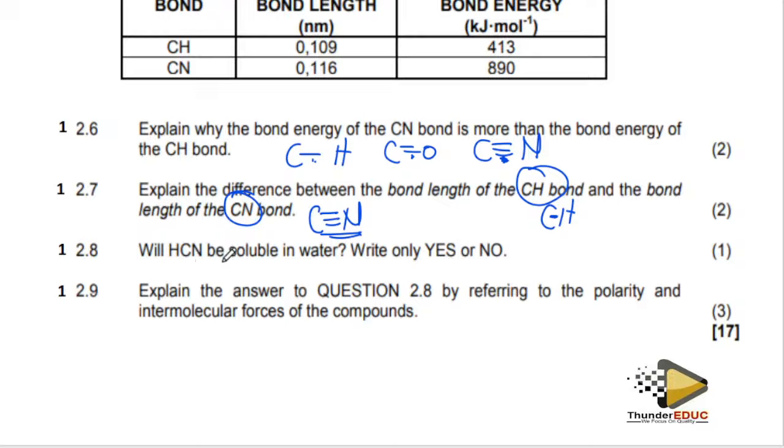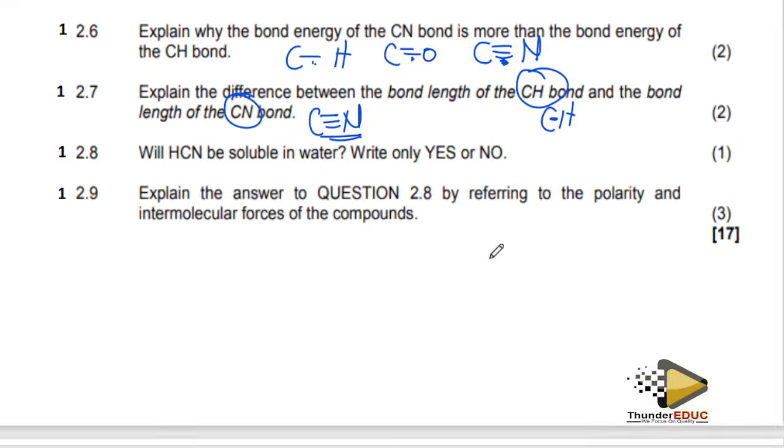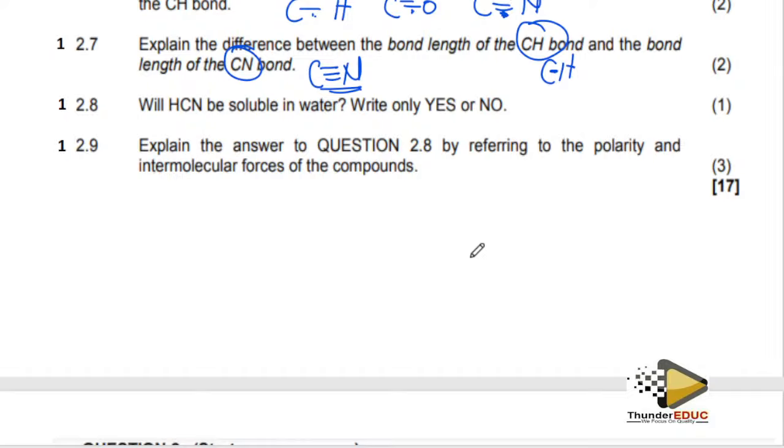Will hydrogen cyanide be soluble in water? Yes or no? It can only be soluble if it is polar. Why? Because it's gonna form bonds with the molecules of the water. You understand? Because we have seen that this is a polar molecule, therefore it's gonna be soluble in water. Am I clear, guys? Then we go to the next question.